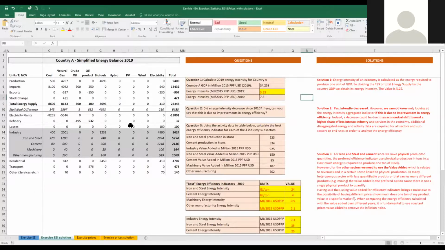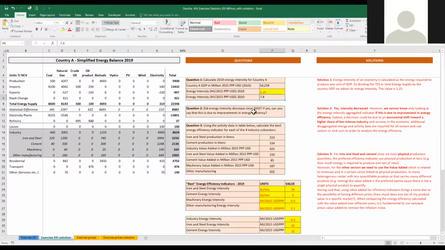So energy intensity of an economy is calculated as the energy required to produce 1 unit of GDP. So you take the total energy supply and you divide it by your country's GDP. You take this number, you divide by this number, and you get your energy intensity in megajoules per 2015 PPP US dollars for 2019. And now you're also provided with the information for 2010, which is 7.8.